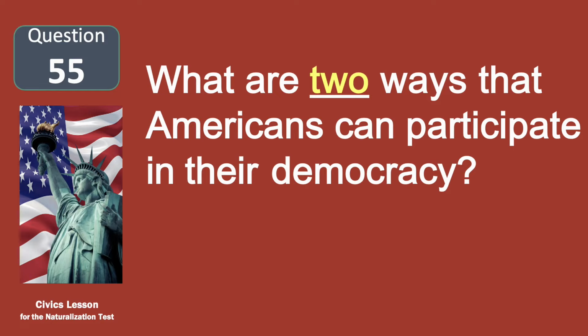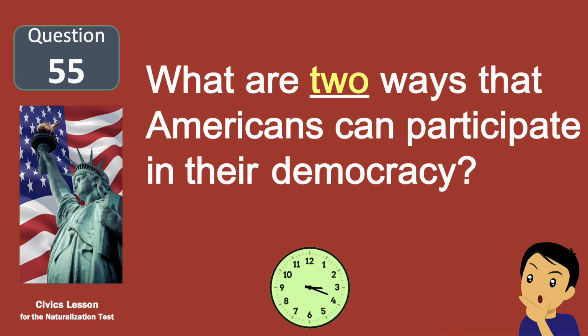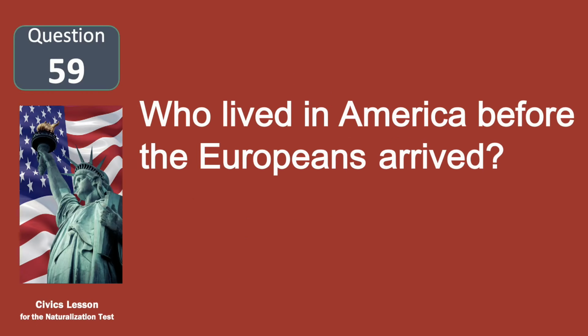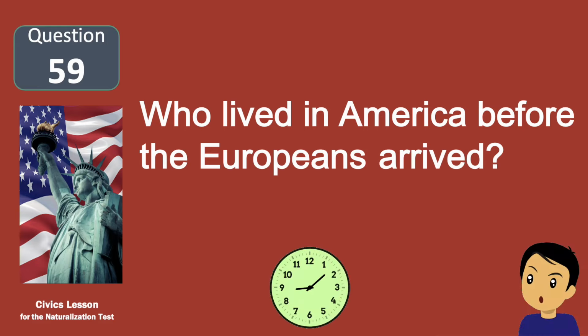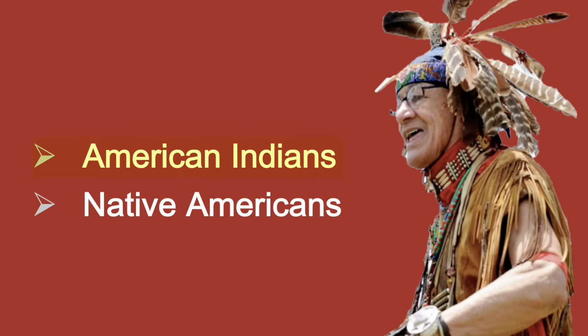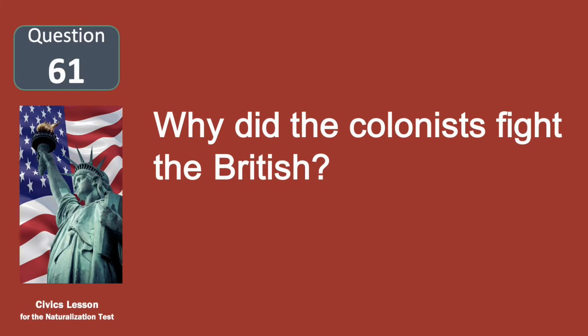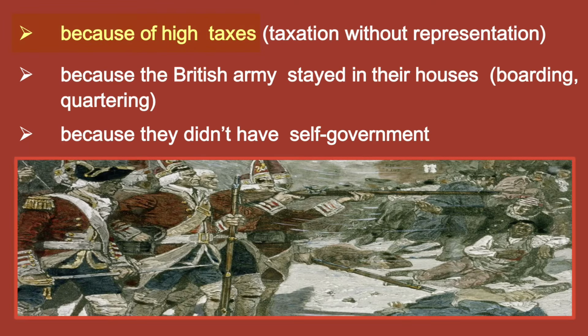What are two ways that Americans can participate in their democracy? Vote and join a political party. Who lived in America before the Europeans arrived? American Indians. Why did the colonists fight the British? Because of high taxes.